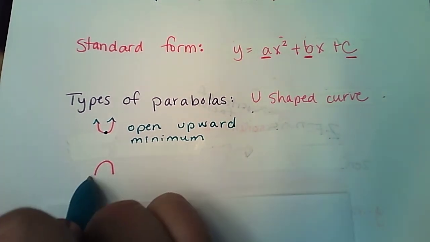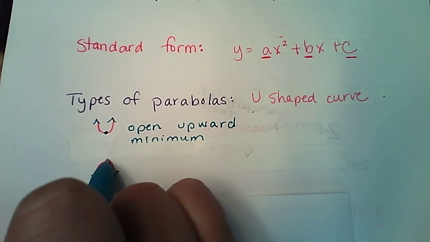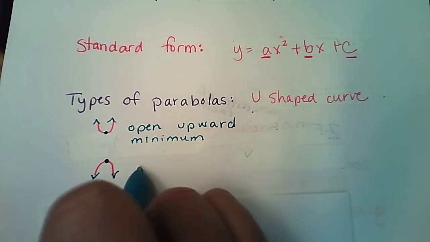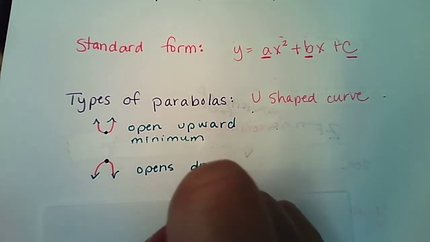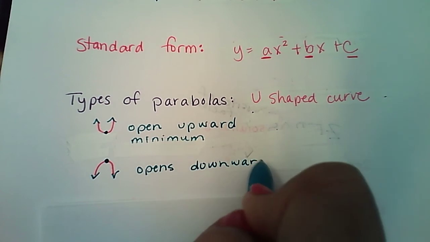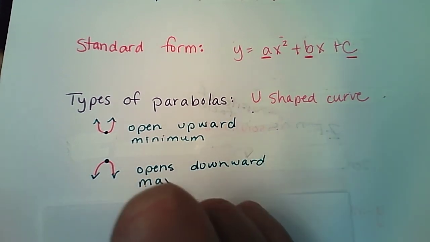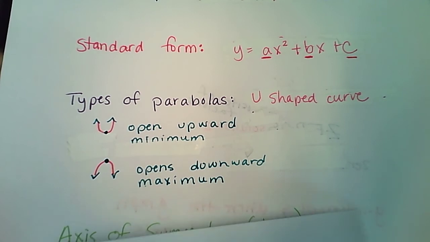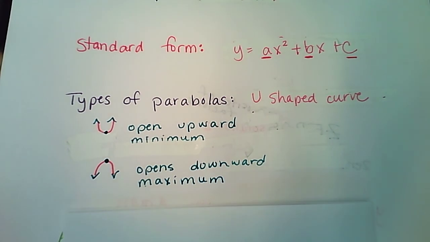Also with our parabola, we can have what we call a maximum. It's going to open downward. If it opens downward, then that tippy top would be the maximum of our graph. With the minimum and the maximum of our graph, we find what we call the vertex of our graph, which we'll get to in a second.